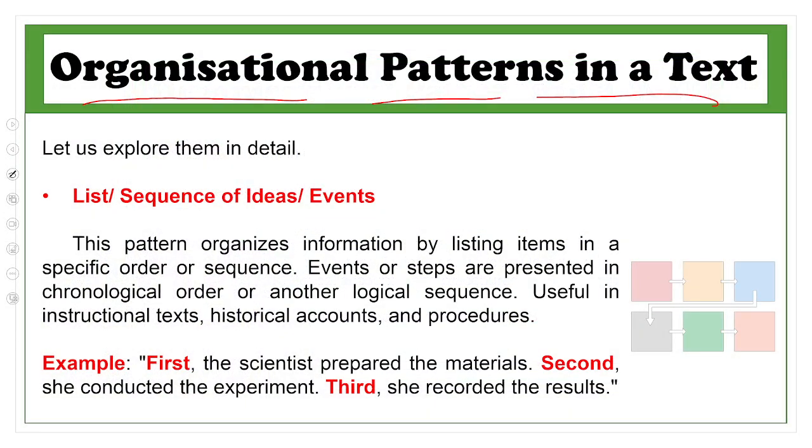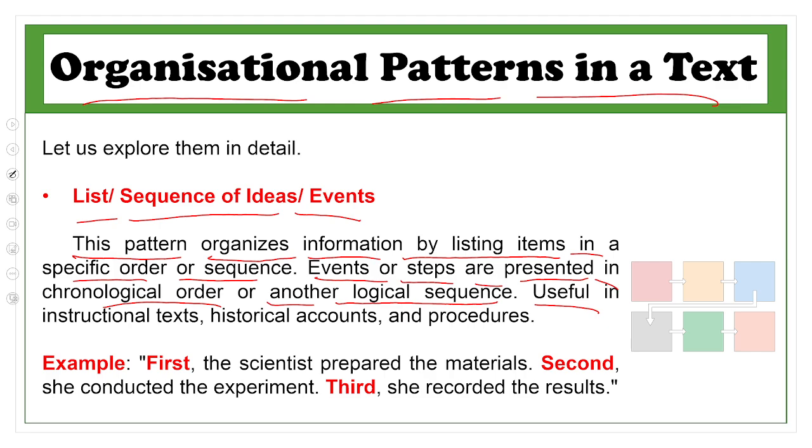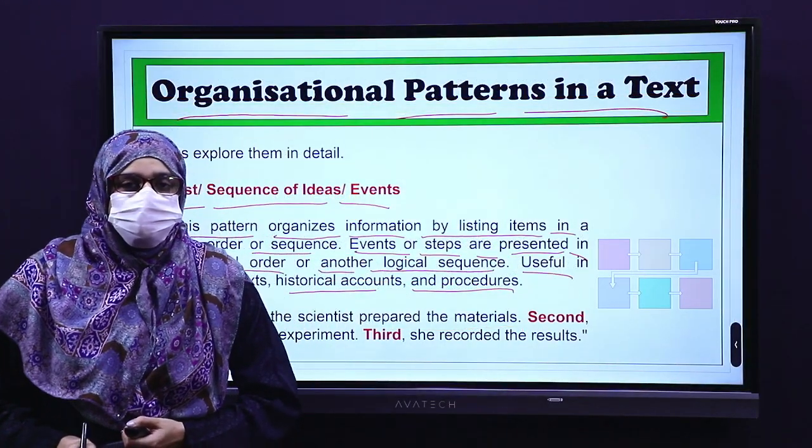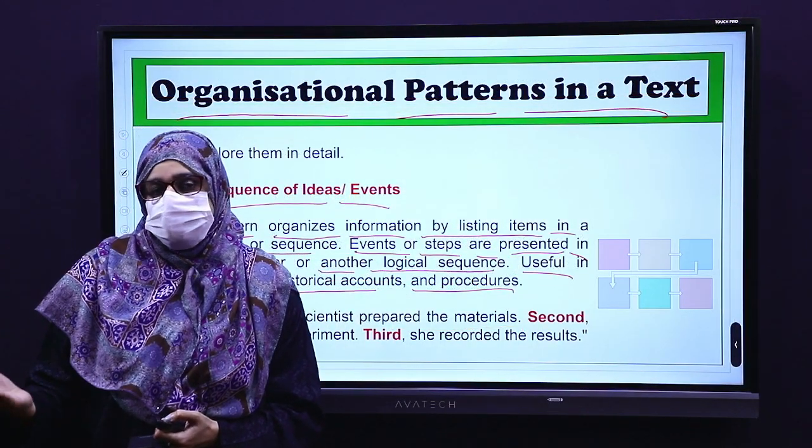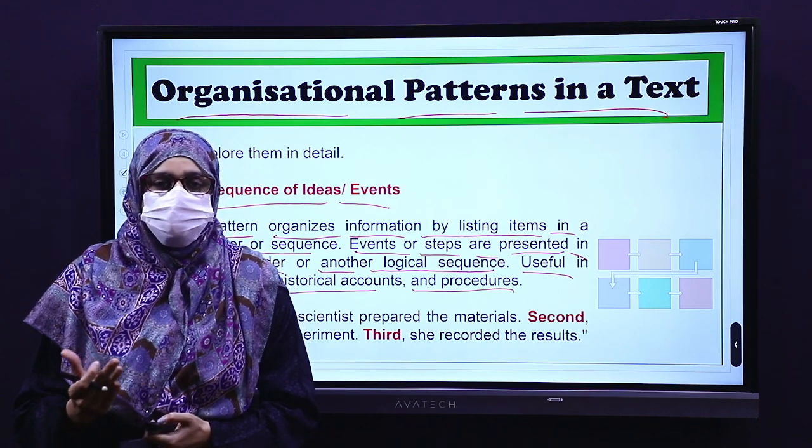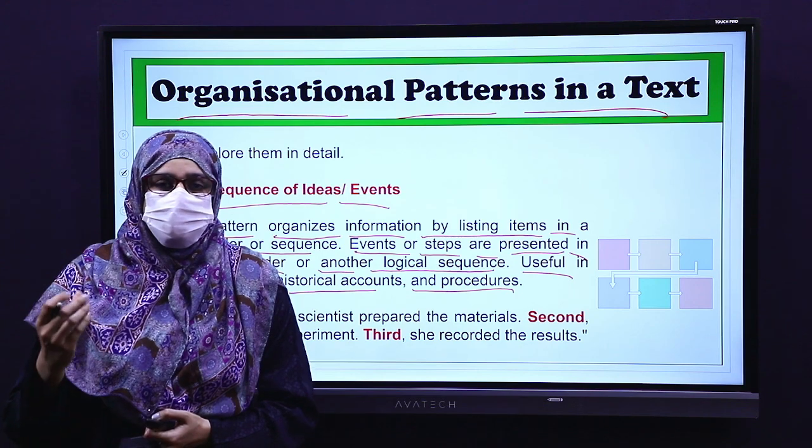First, we have list or sequence of ideas or events. This pattern organizes information by listing items in a specific order or sequence. Events or steps are presented in a chronological order or another logical sequence, useful in instructional texts, historical accounts, and procedures. So, there have been different methods to organize a text. The first one is listing or making a sequence.